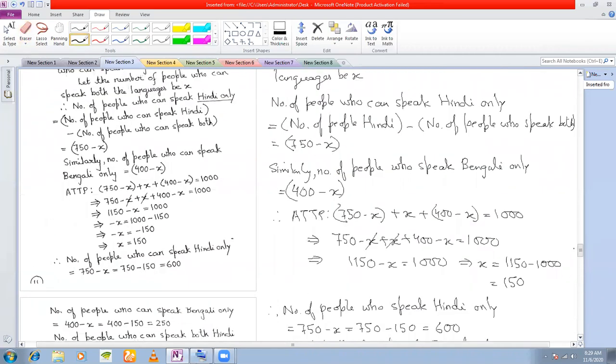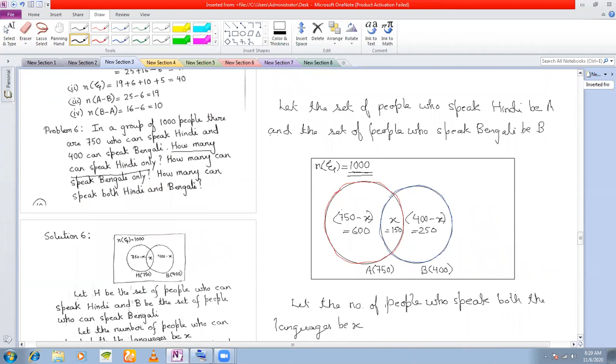In this, what would have been our equation? According to the problem, the number of people who speak Hindi only, 750 minus x, plus the number of people who speak Bengali only, plus the number of people who speak both the languages, plus the number of people who speak none of the languages, 50, must be equal to 1000. Understood? So that is what the difference is.